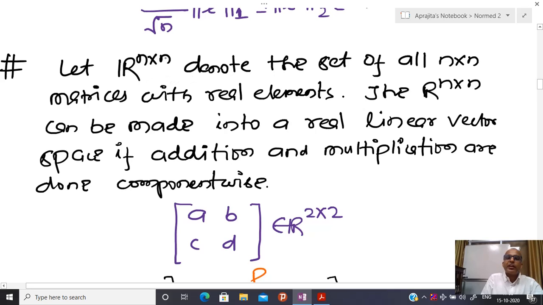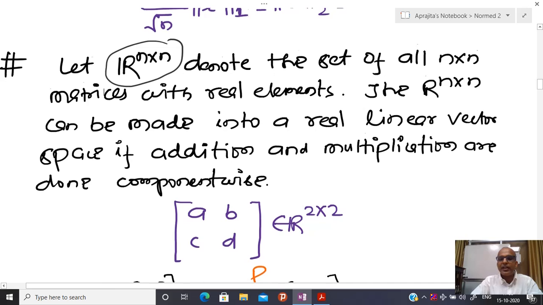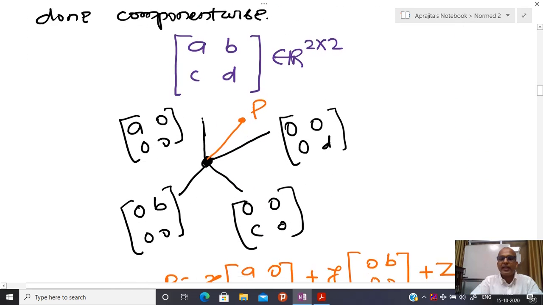Now let us try to see that in place of Rn, I am going to replace that by some kind of Rn cross n matrix. Initially my space only contained column vectors. Now suppose my space contains matrices and each entry of the matrix is a real number, then that space is called a linear matrix space or linear vector space, provided we are talking about addition and multiplication component wise.